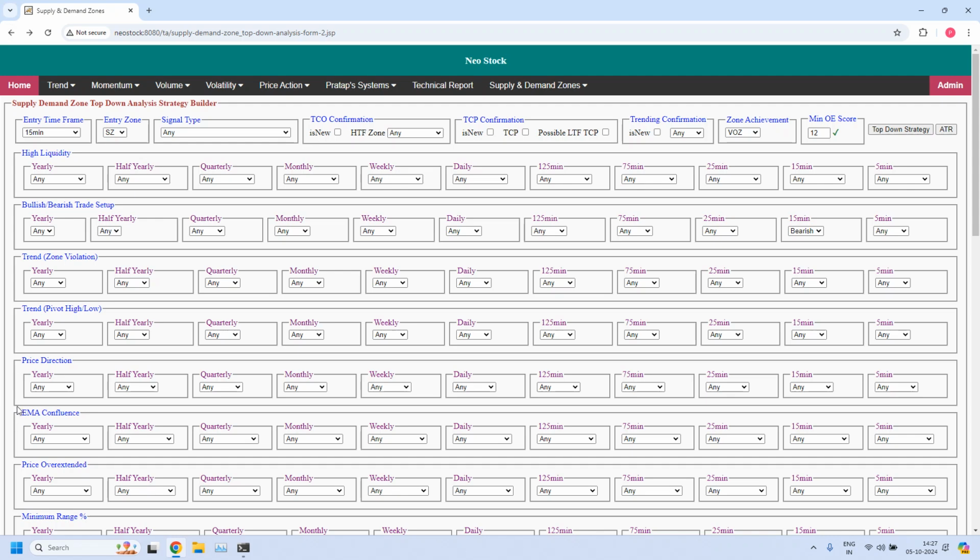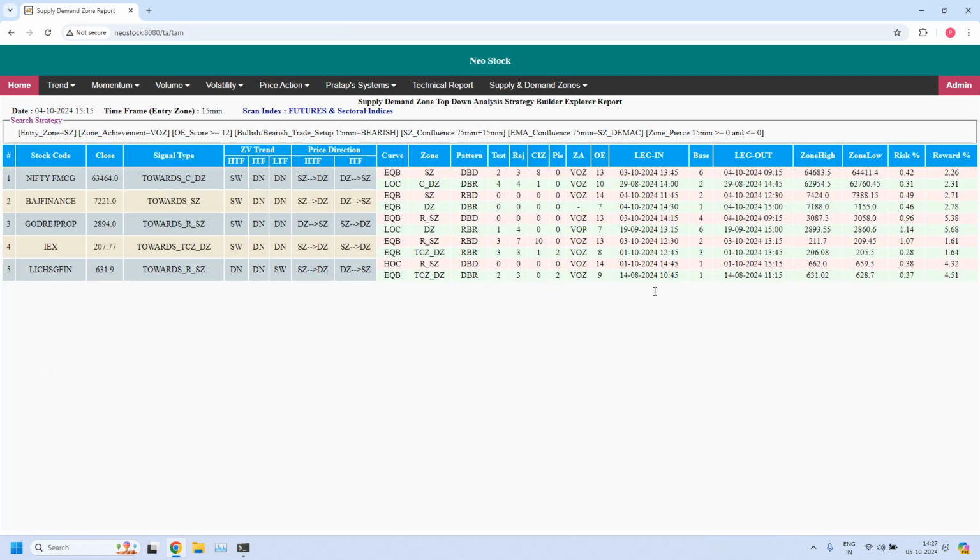So that's why in the EMA confluence, I am looking for in the 75 minutes time frame, 75 minute supply zone with the daily EMA confluence. I enable the filter. Let's verify. 5 stocks are filtered. All these 5 stocks are having ITF confluence, and also the ITF zone is having daily EMA confluence. Look into the EMA confluence: the 75 minute supply zone with daily EMA confluence.